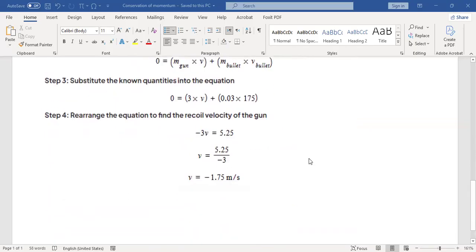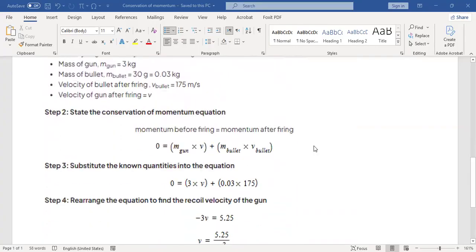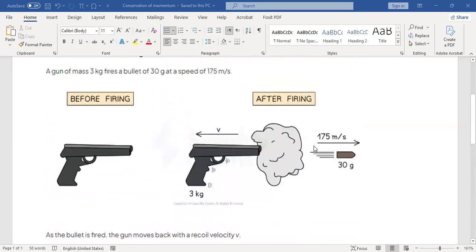Okay, so this question and its working is very important to understand, because this is kind of an exam question.